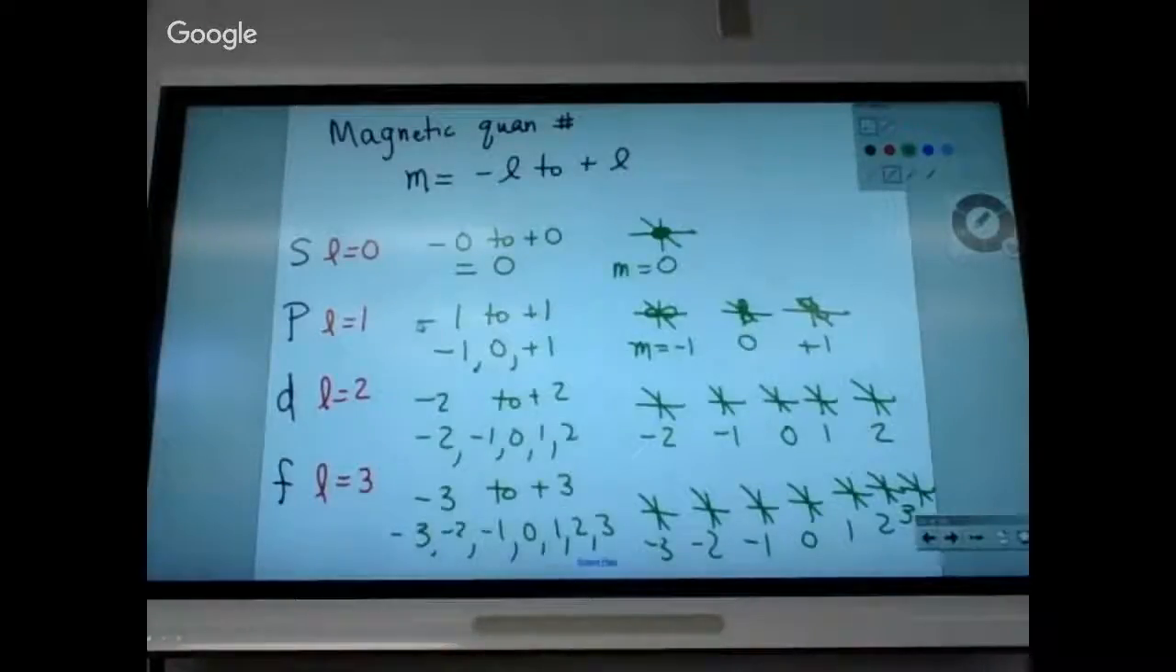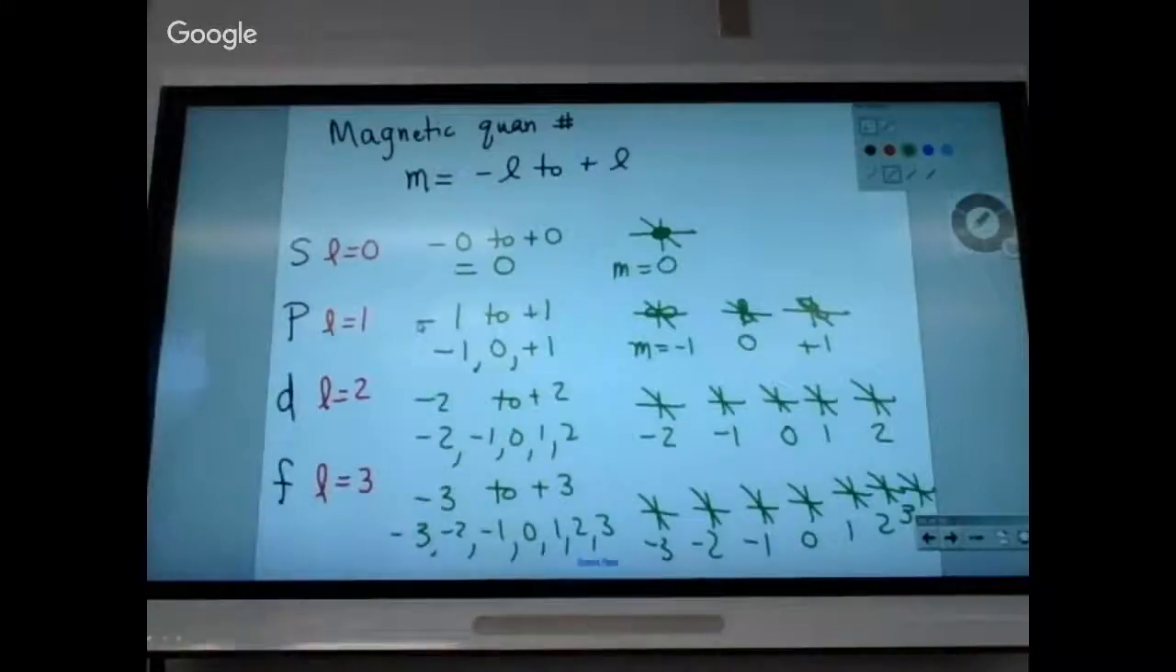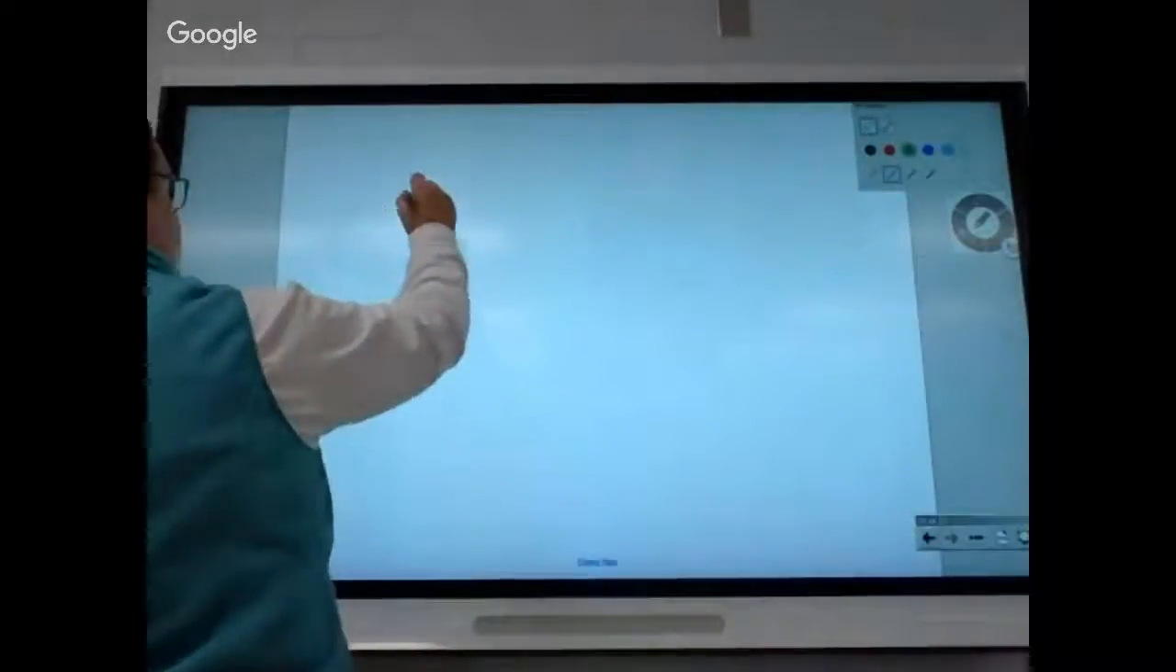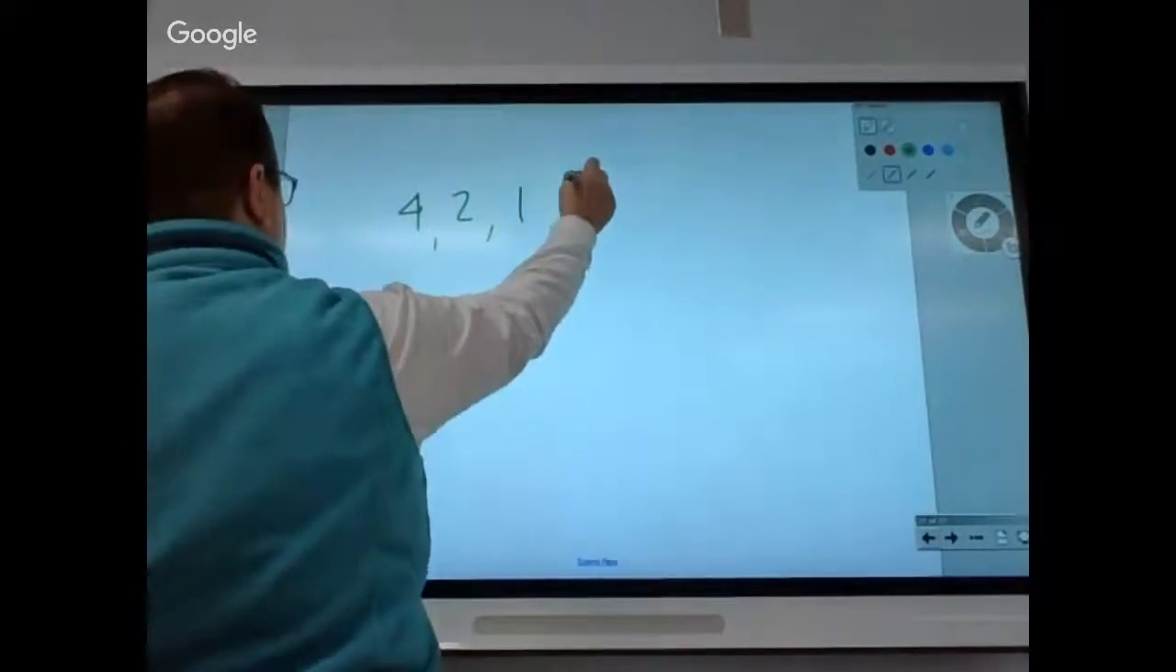So if we have like 5, would it be -4 to 4? Yep, it would. So if you had that X, it'd be L equals 4, -4 to 4, and you'd have 9 of those things. So if we look at the example I had a second ago, 4, 2, 1, and positive 1/2.